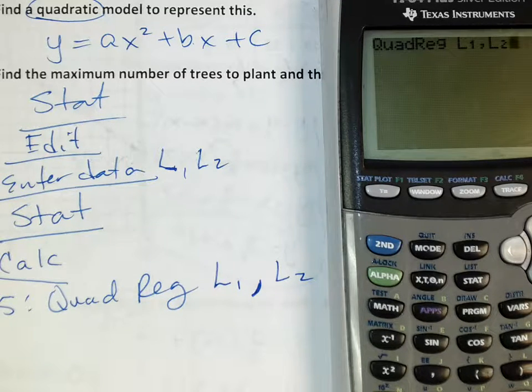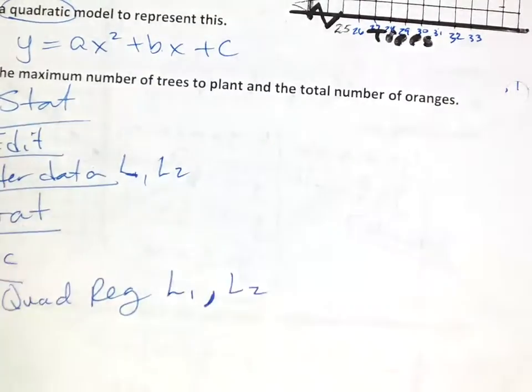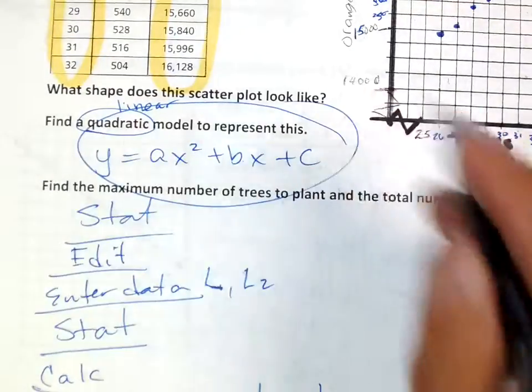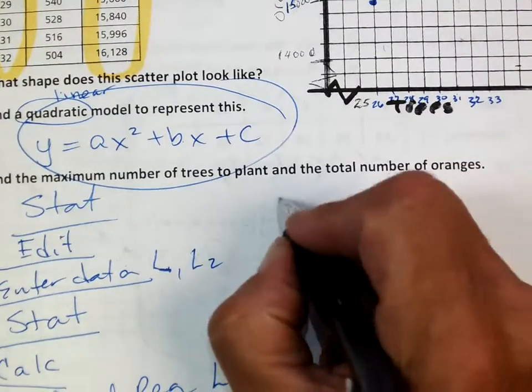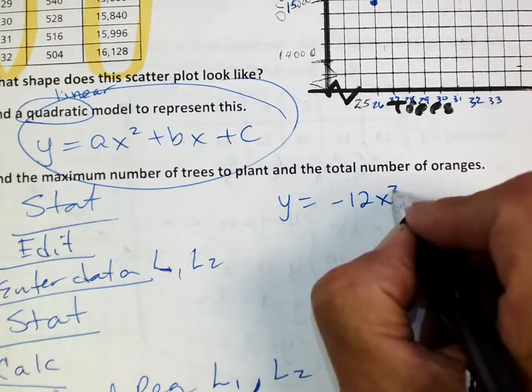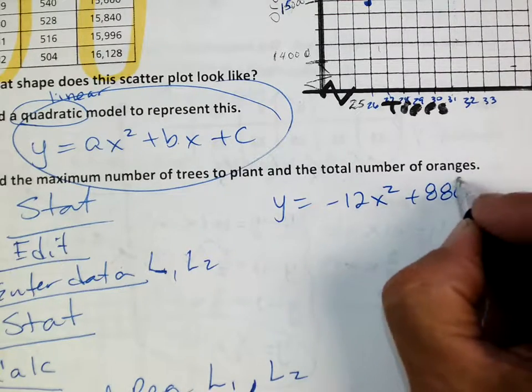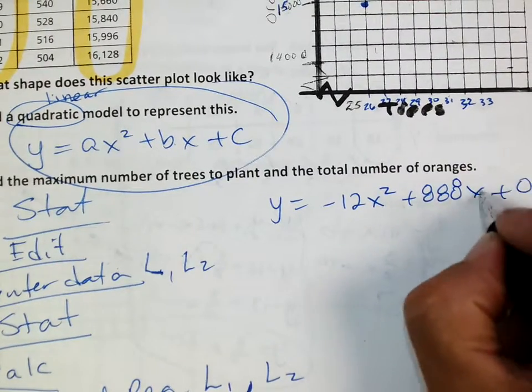All right, you guys ready? Okay. All right, Carlos, at the end of the period, right? Okay, so then I'm just going to go enter. Wow, that's amazingly nice numbers. So what's my answer? Okay, watch. So I'm going to go y equals negative 12x squared plus 888x plus 0, okay?